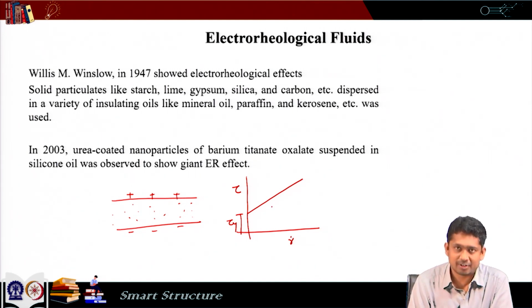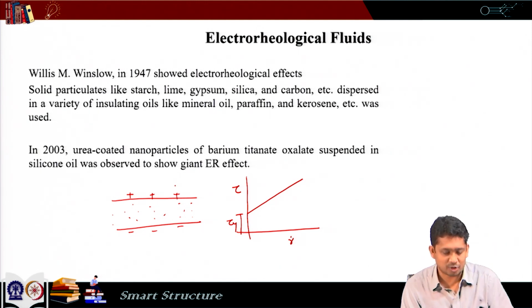So, these have quite a good amount of application in damping. This effect was shown by Willis M. Winslow in 1947, and the effect was shown in solid particulates like starch, lime, gypsum, silica and carbon, which were dispersed in a variety of insulating oils like mineral oil, paraffin and kerosene. Then in 2003, urea coated nanoparticles of barium titanate oxalate suspended in silicone oil were observed to show the giant electrorheological effect.